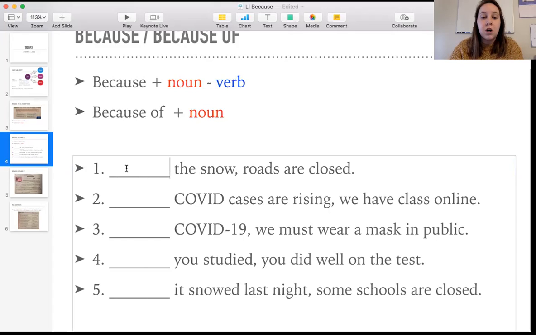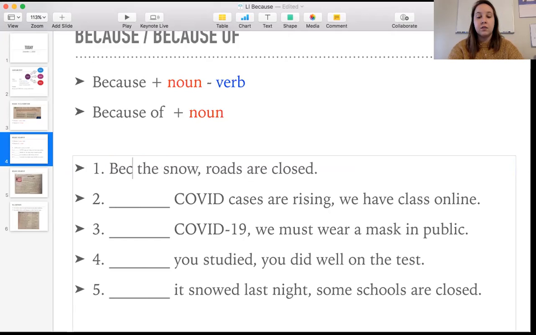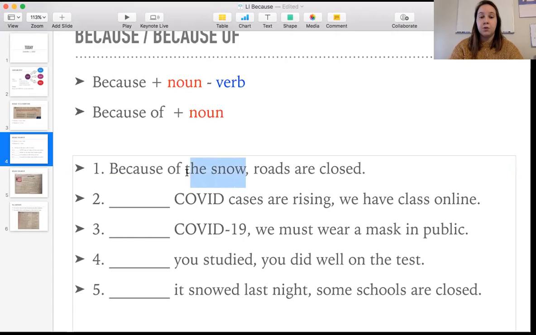So number one, because of the snow. So the snow is only a noun. There's no verb. We don't have one of those. We only have the noun. So we're going to use because of.